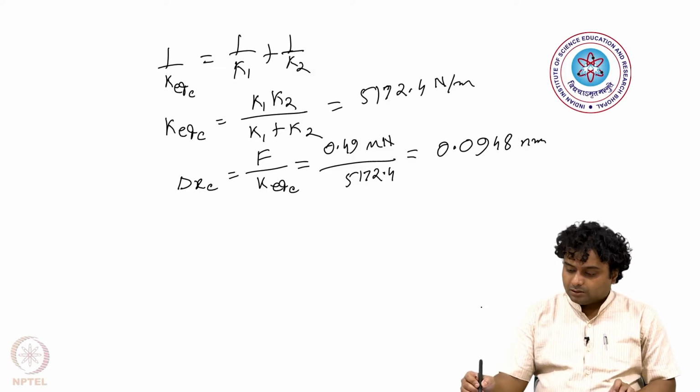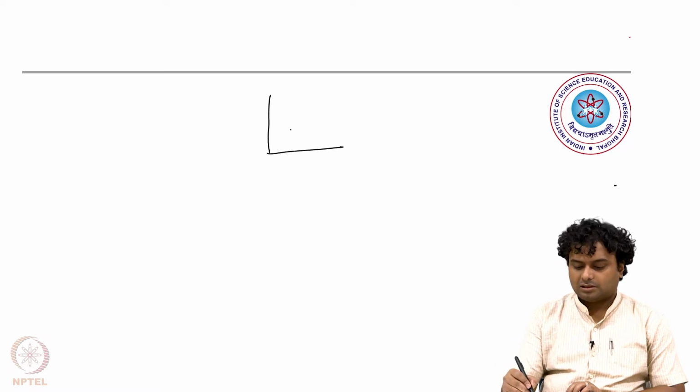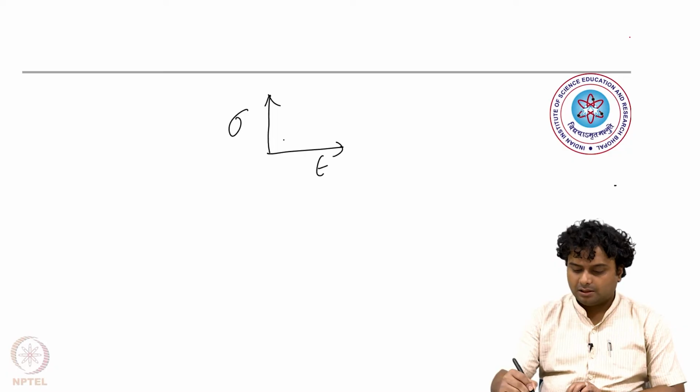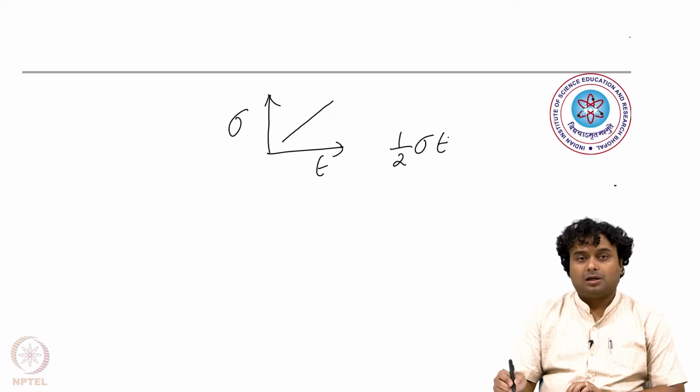Now you know that according to the laws of elasticity, stress and strain are linear, right? So if sigma is the stress and epsilon is the strain, then we get a linear curve. The area under this curve is half into sigma into epsilon, and this is also known as the strain energy.